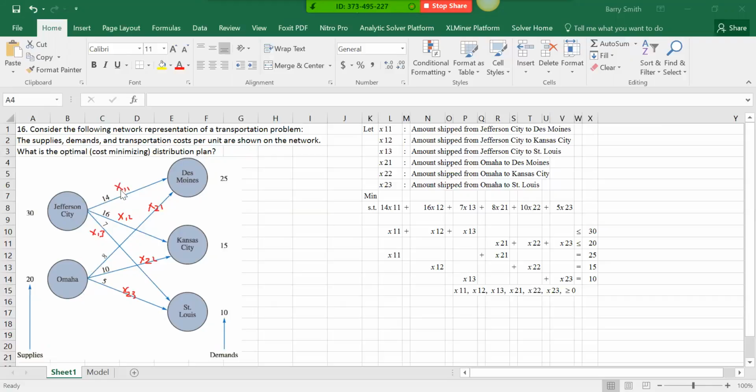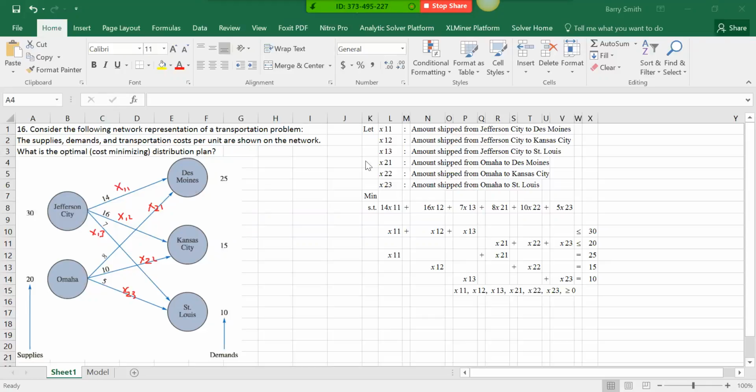And so I've labeled these as X11 because this will be position 1 and this will be position 2 for the first number. And then we're going to the first one over here. So 1,1, 1,2, 1,3, and this will be 2,1, 2,2, and 2,3. And so that's why the labeling here. And so then I can easily write down what that means. So X11 is shipped from Jefferson City to Des Moines, and then 1,2 is from Jefferson City to Kansas City, and then Jefferson City to St. Louis is X13. And then 2,1 is the amount shipped from Omaha to Des Moines, then 2,2 is from Omaha to Kansas City, and 2,3 is from Omaha to St. Louis.